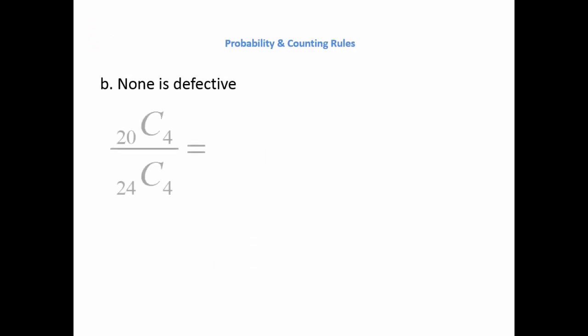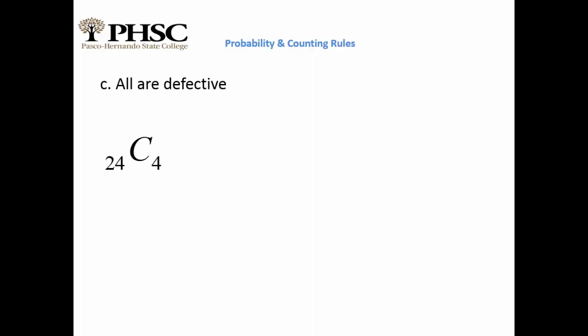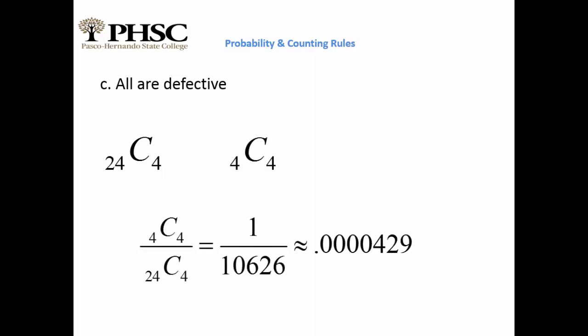All right, what about none is defective? There are 20 of them that are not defective. So 20 choose 4 is my numerator, 24 choose 4 is my denominator, and I get about a 46% chance. What about all are defective? Again, my denominator is still 24 choose 4, so you can see a pattern developing. 4 of them are defective, so there's only one way I can choose all 4 defective. So 4 choose 4 divided by 24 choose 4 gives us a pretty small possibility that all of them are defective.